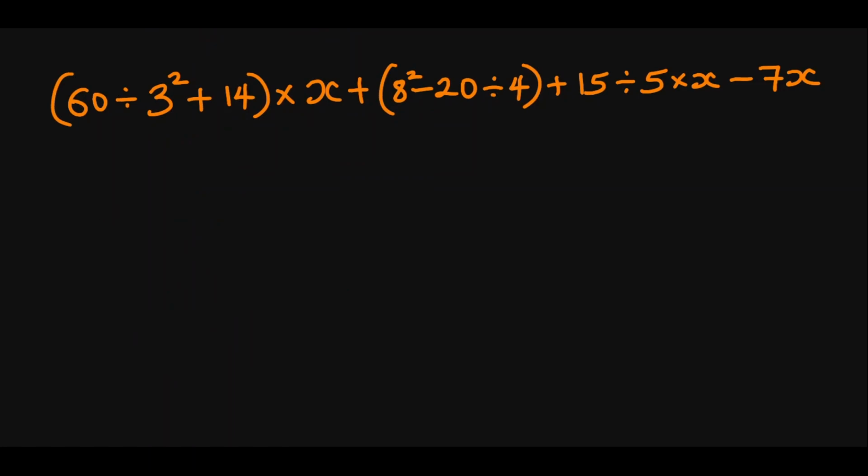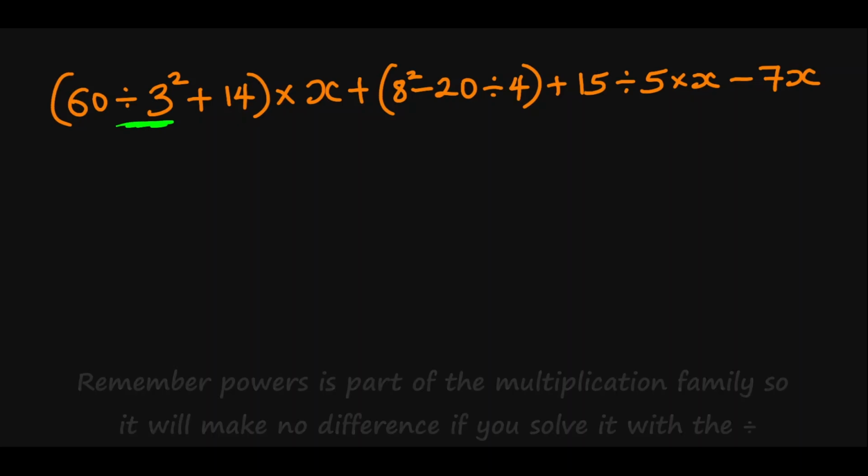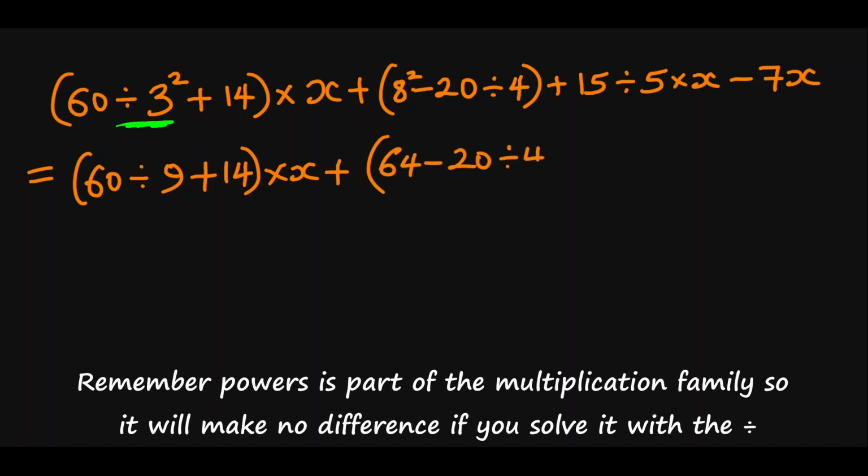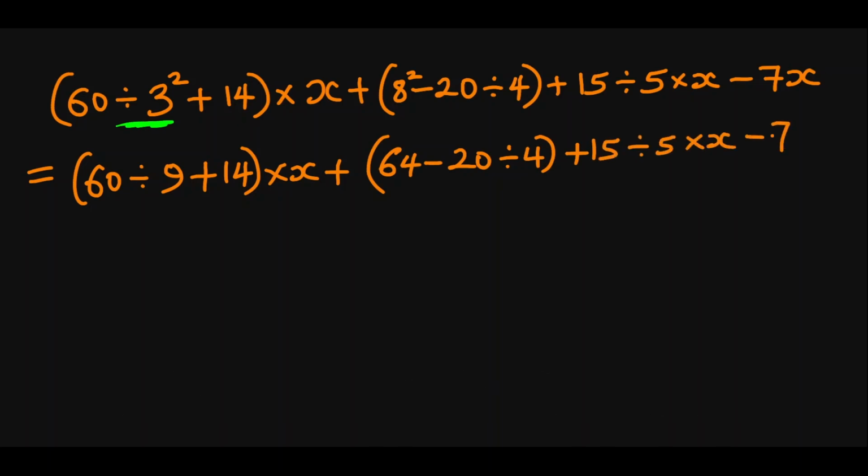Now for this final one, we are going to look at the brackets first as usual based on the order of operations. And while we are doing that, we are still going to consider the order of operations even inside the brackets. So in this bracket, we see that we have divided by 3 squared here. So which means 3 squared will be simplified first because it is a power and it is the next in line in the order of operations. So this gives us 60 divided by 9 plus 14 times x plus same thing with second bracket. 8 squared is 64 minus 20 divided by 4 plus 15 divided by 5 times x minus 7x.